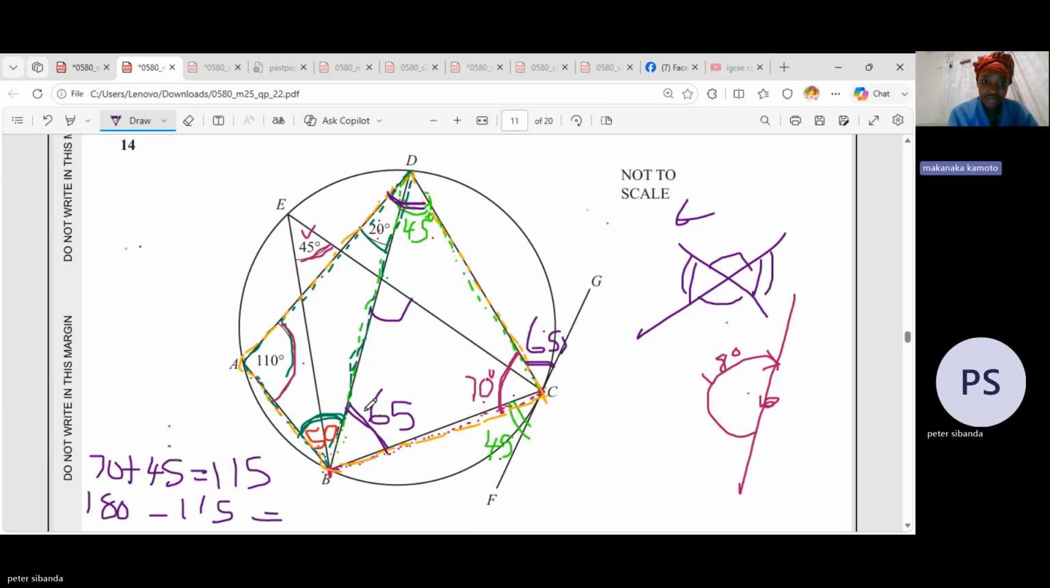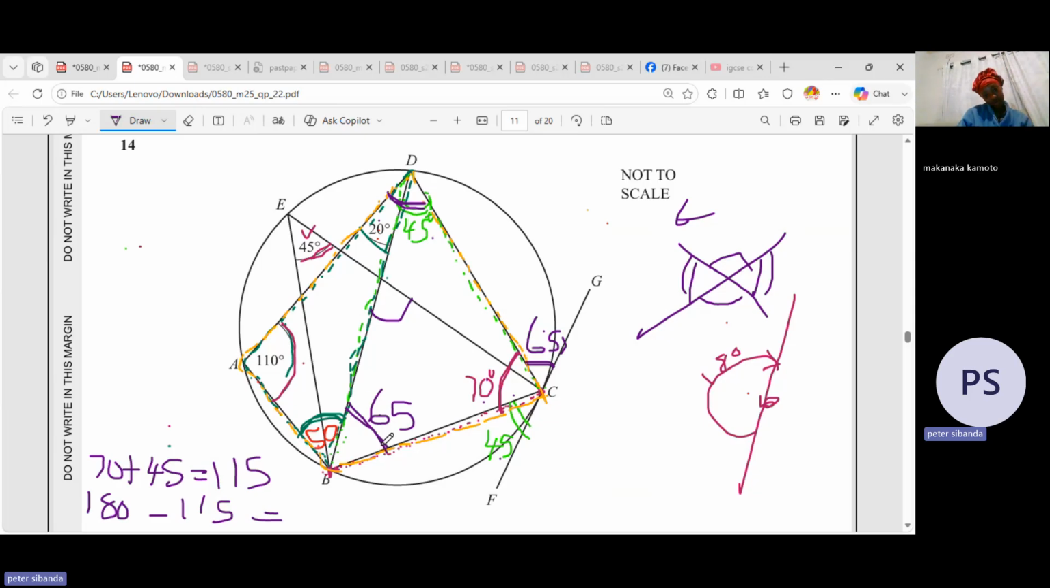Or we could have said, since opposite interior angles in a cyclic quadrilateral are supplementary, we could have said 62. If this is 65 and we add the 50 that we found here, which is 115, then we subtract 115 from 180 to get the 65. You chose the longer one.